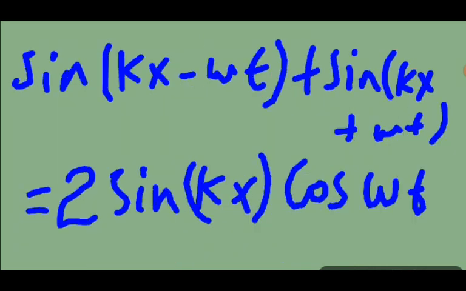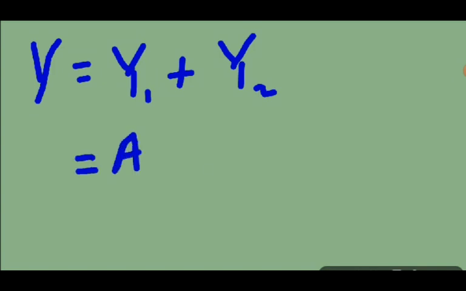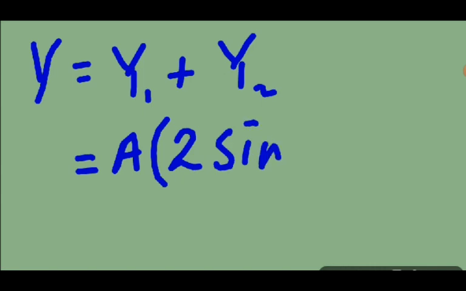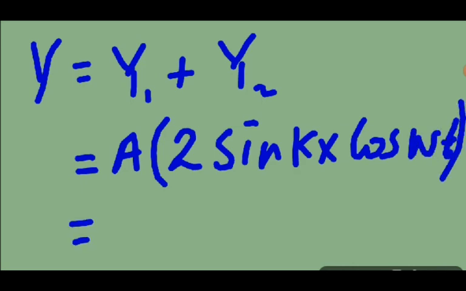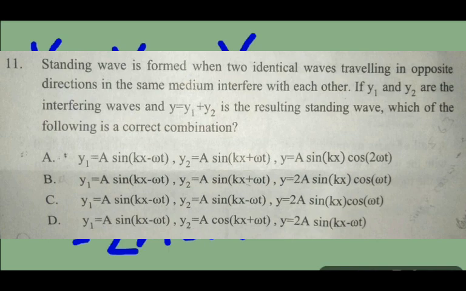So when we write this again, what do we get? We have this, so we have to put a here, so we will get 2 times a. That's right, y is equal to y1 plus y2, which is 2a sine kx cos omega t. This will be equal to 2 times a sine kx cos omega t. So from the question, we have B, 2a sine kx cos omega t, so the correct answer is B.